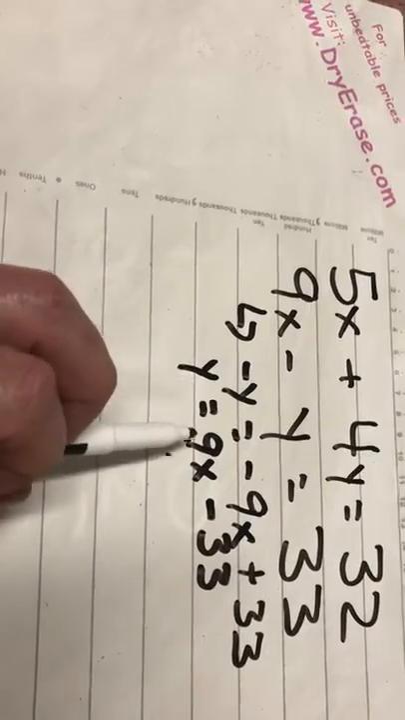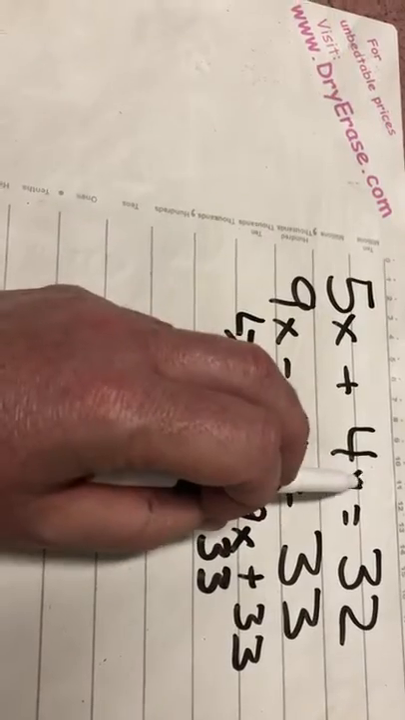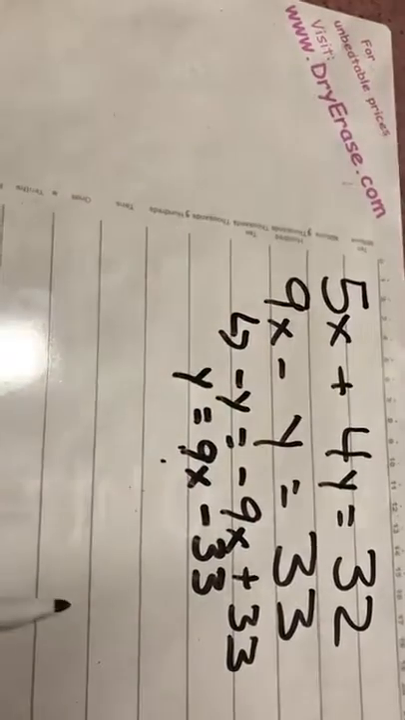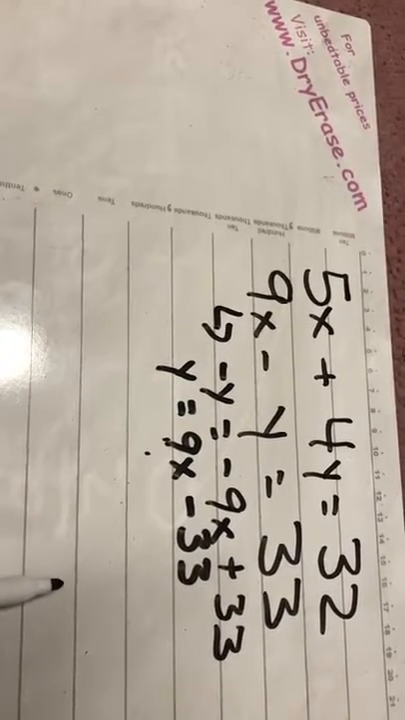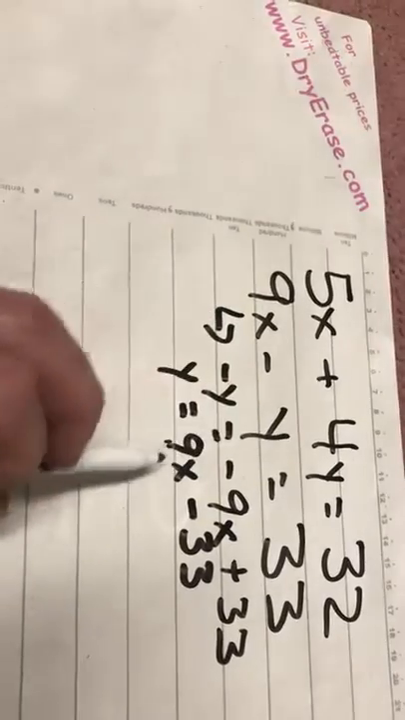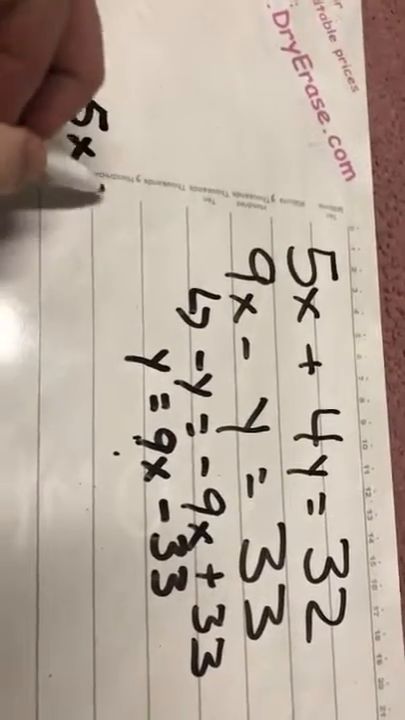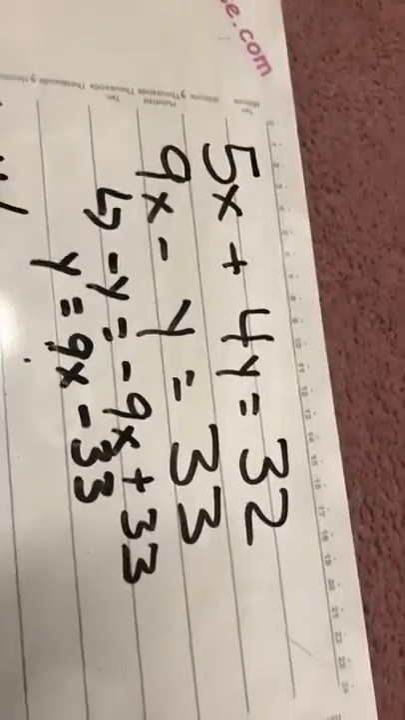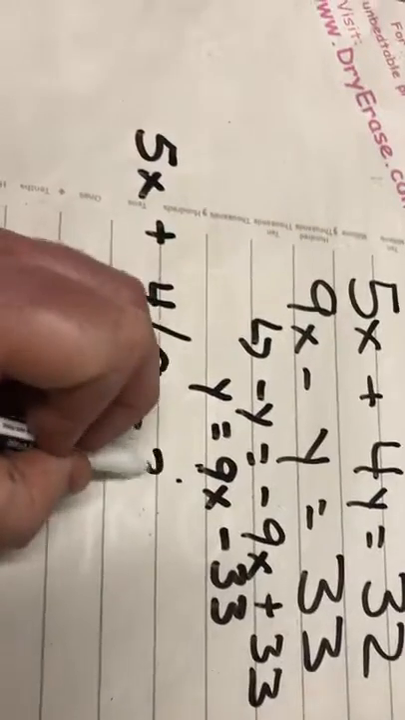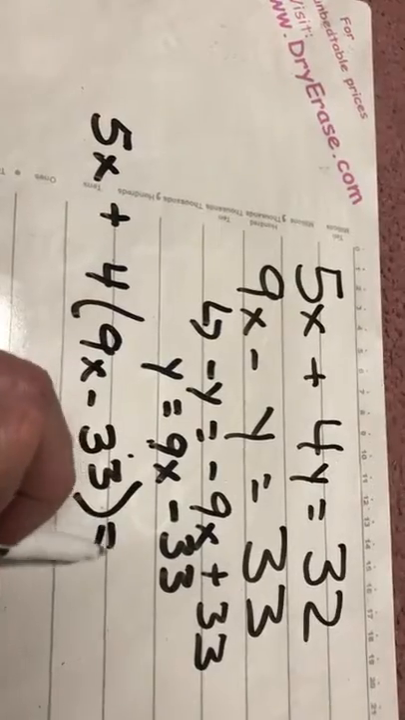So now I'm going to take this y equals 9x minus 33, and plug it into this y right here. That's going to leave me with 5x plus 4y. Y is 9x minus 33. So in my parentheses, we're going to have 9x minus 33, and it says it equals 32.